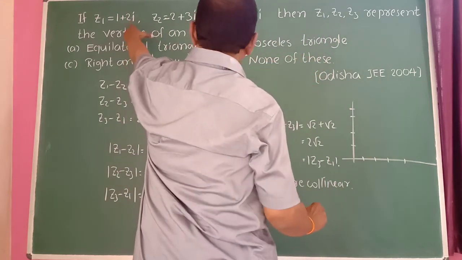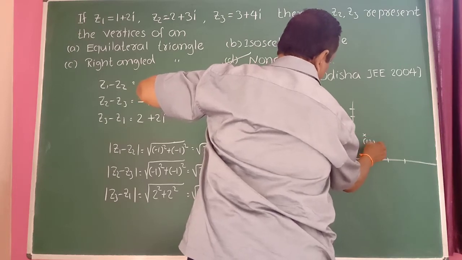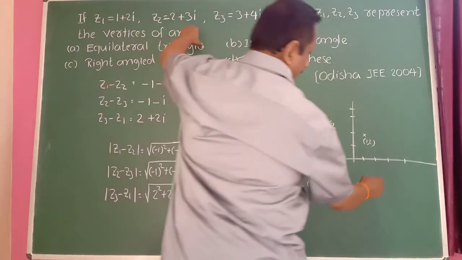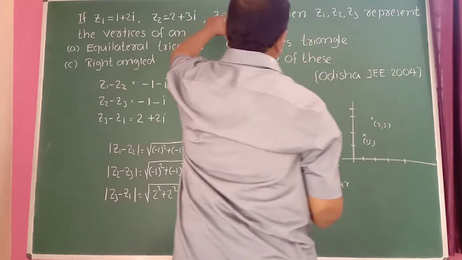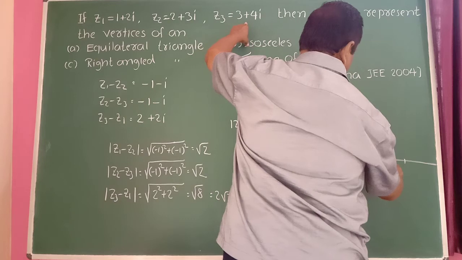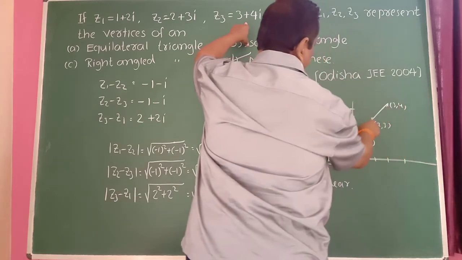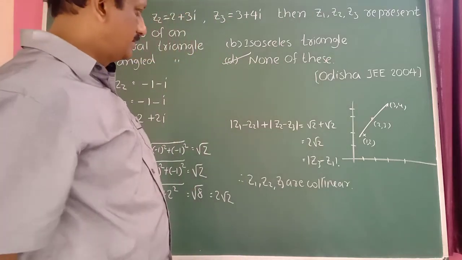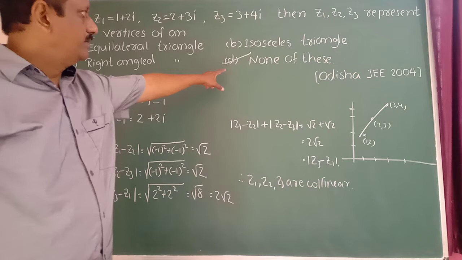So 1, 2 means this part here. Then 2, 3, this part here. And 3, 4. So when it is 3, then it is a 4 here. Then obviously the points are collinear. Hence Z1, Z2, Z3 are collinear. So D is the answer.